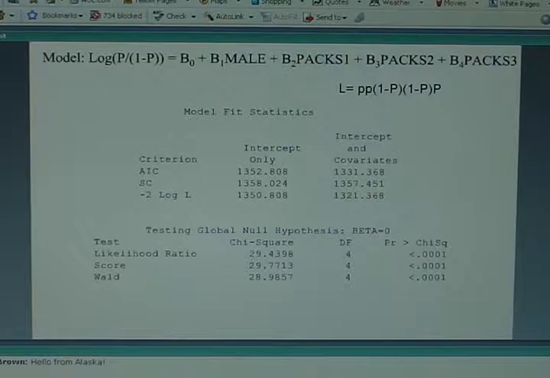That means the log of this number is going to be close to the log of 1. The log of 1 is 0. So what we're rooting for here is a value for minus 2 log L that's small, close to 0.